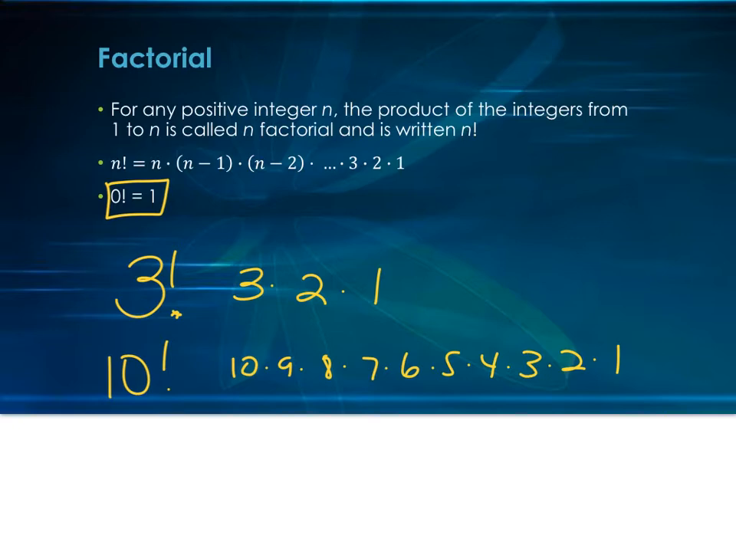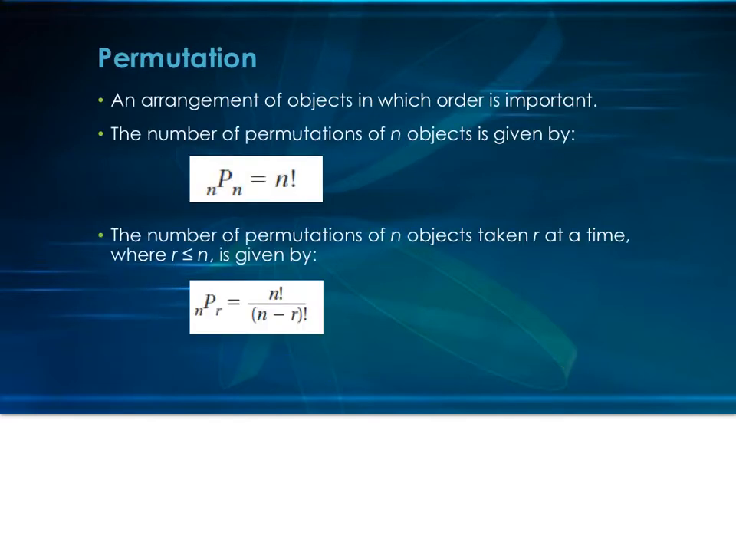So a permutation is an arrangement of objects in order, in which order is important. The number of permutations of n objects is given by the factorial of n. So if I had 5 objects, then the number of permutations, or the number of ways it can be arranged, is 5 factorial.